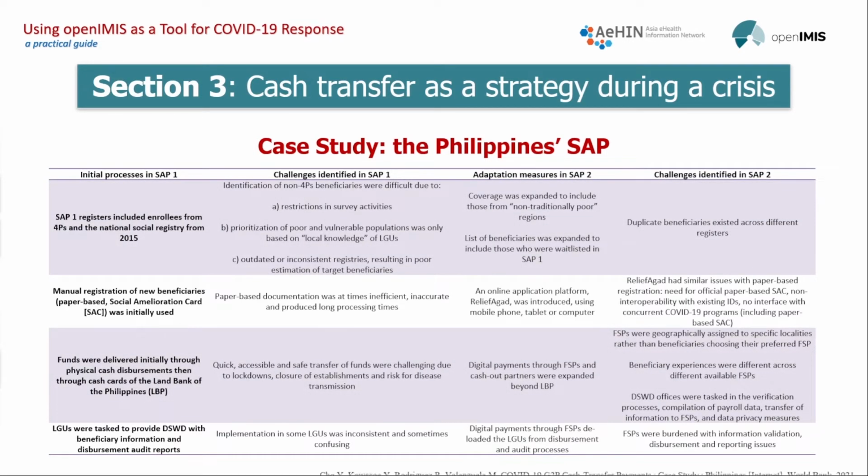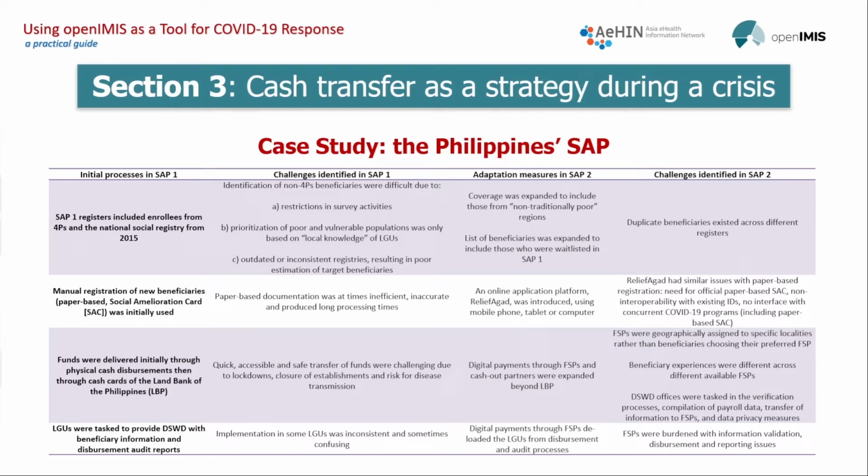According to a study, SAP 1 experienced significant delivery challenges, especially to new beneficiaries, that is, beneficiaries who were not part of the 4Ps. Because of these challenges, SAP 2 introduced several changes which included the digitalization of the processes. If you look at the table on screen, you can see some of the challenges, mitigation strategies, and lessons learned from both SAP 1 and SAP 2 implementation.